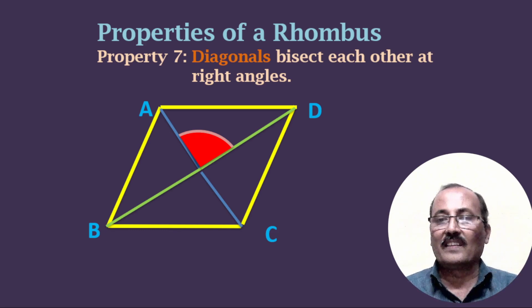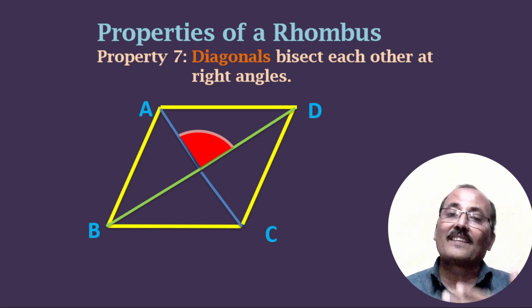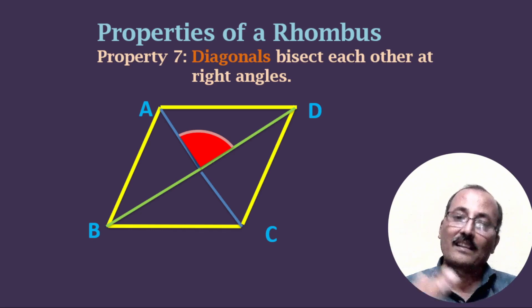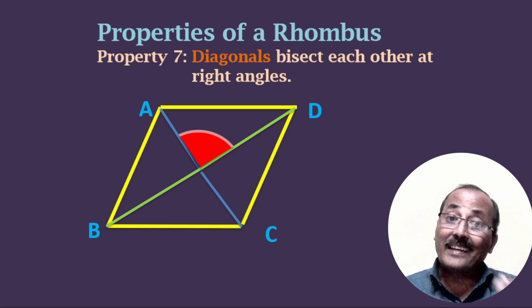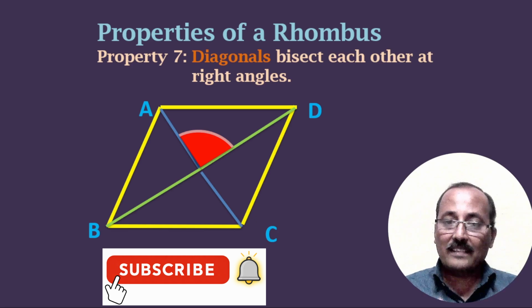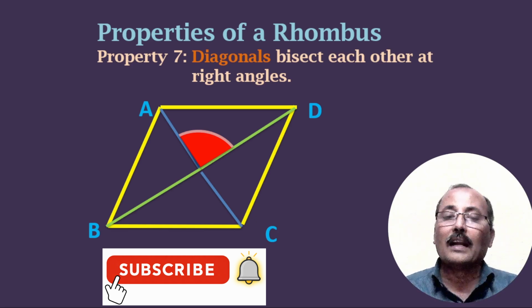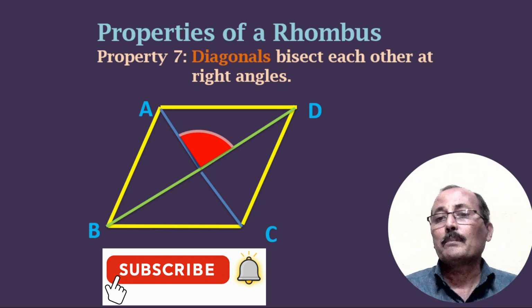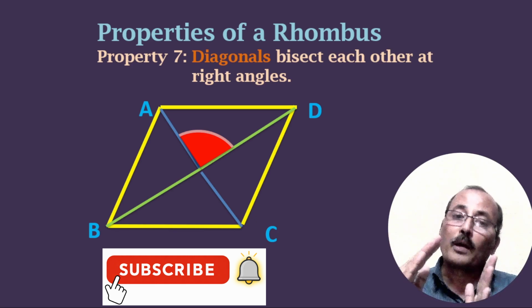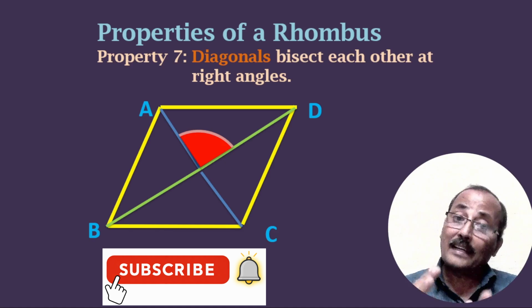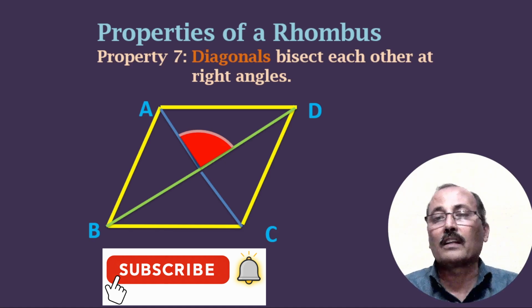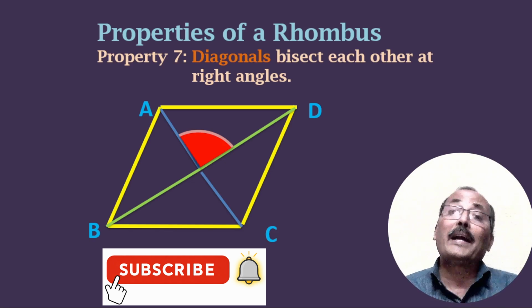Diagonals bisect each other. Diagonals bisect each other at right angles. Opposite angles are equal. Opposite sides are equal. Opposite sides are equal and parallel. Adjacent sides are equal but not parallel. Diagonals are perpendicular. Diagonals bisect each other perpendicularly. Like that you can take anything. The properties can be combined and they too will ask in different form.